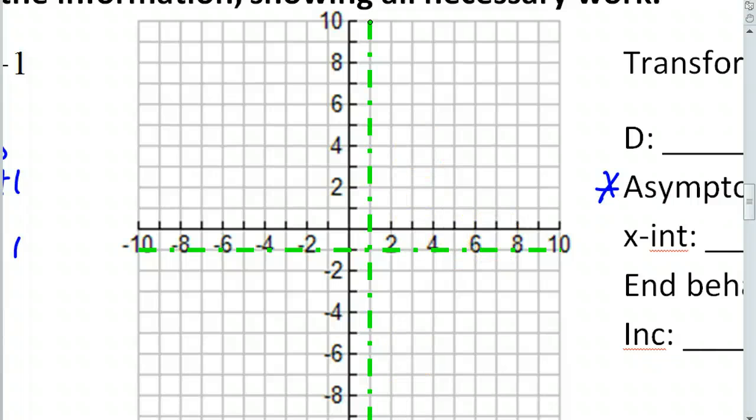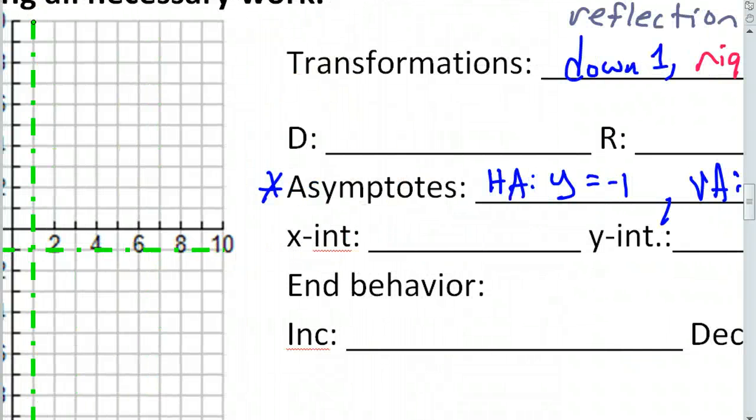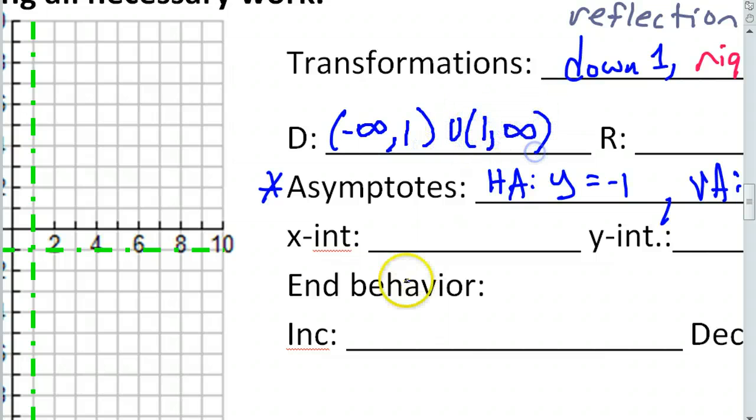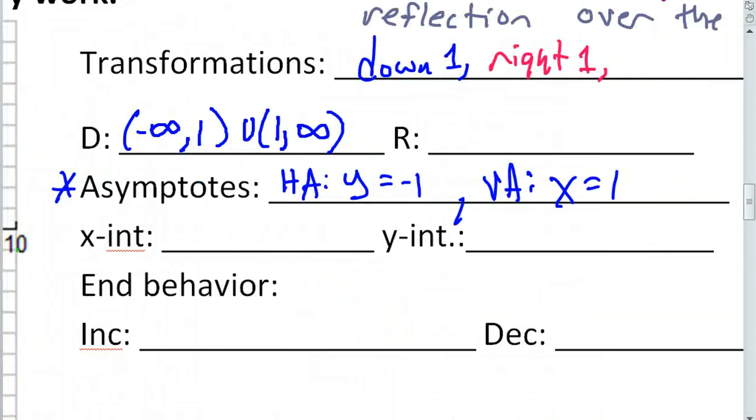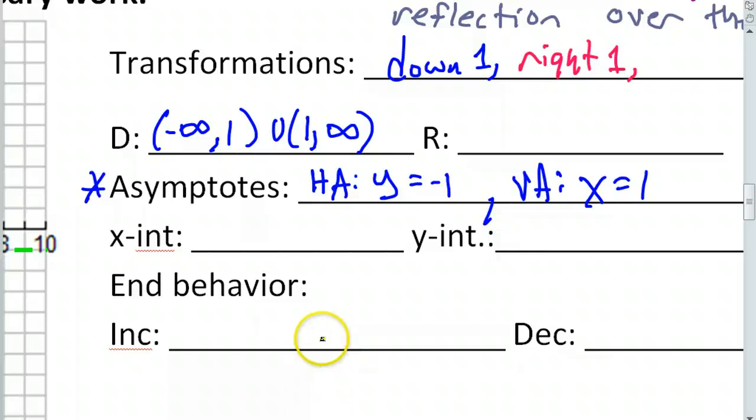So the asymptote's at 1, so that means my domain, even without a graph, is going to be -infinity to 1, union 1 to infinity. Okay? All right? I'll do the range after we graph some points.